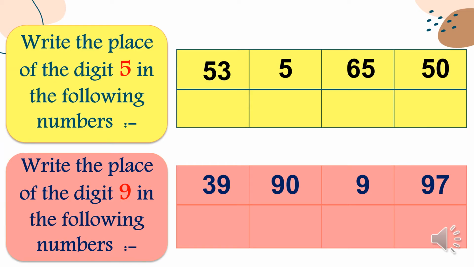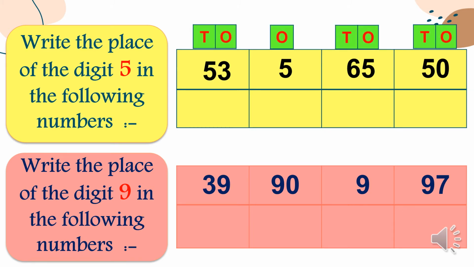Write the place of the digit 5 in the following numbers. Okay, we put our places first. Ones, tens. Look here, we have number 5 only, so number 5 is in the ones place. There is no tens here. Then we have 65, 50. Okay, here in the first number 53, number 5 is in which place? In ones or tens? Look here, in ones or tens? In the tens place.